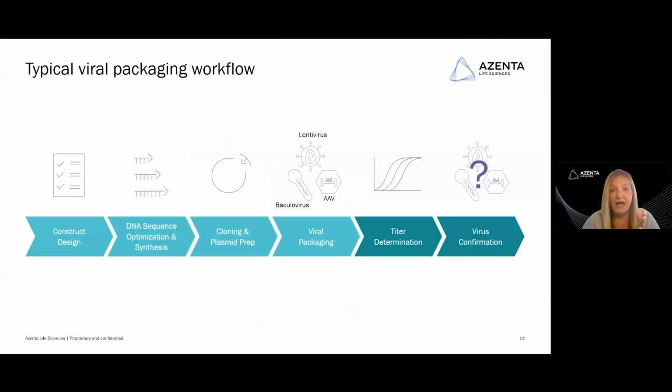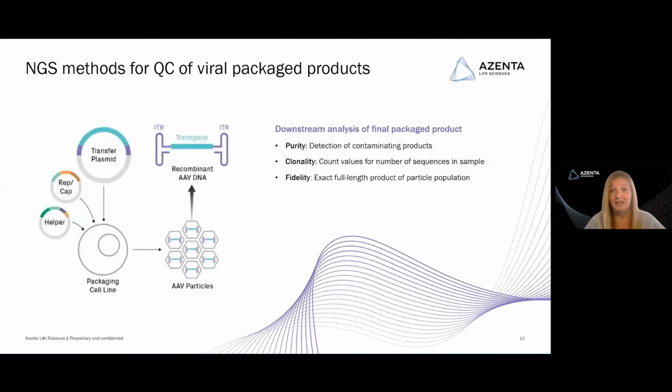So once we've completed the packaging, we're going to determine the titer, and then we're going to confirm our viral products. And to do this, we're again going to think of our next generation sequencing, and in specific, that Oxford Nanopore technology. Now, with this downstream sequencing, we're going to be sequencing that recombinant AAV product, and we're going to be thinking about three main factors here: the purity, the clonality, and the fidelity.